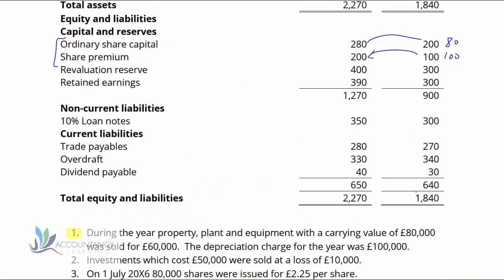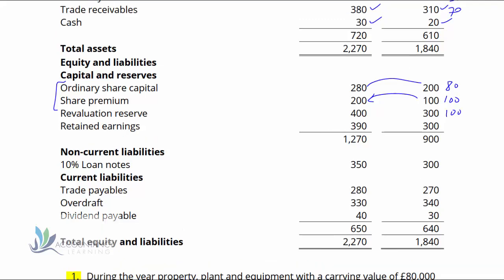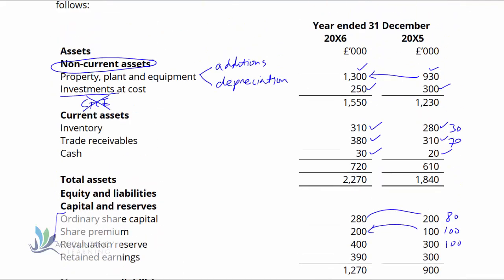So if we scroll back up, next we have a revaluation reserve. So there's an increase of 100 here, isn't there? Now that's a revaluation, there's no cash changing hands here, is there? And so that's going to be an adjustment to our property, plant and equipment. It helps to explain, doesn't it? How did the 930 get up to 1,300? Well, part of it relates to a revaluation of 100.